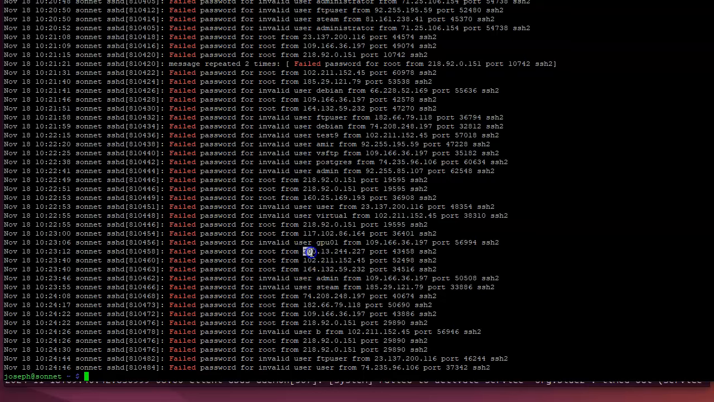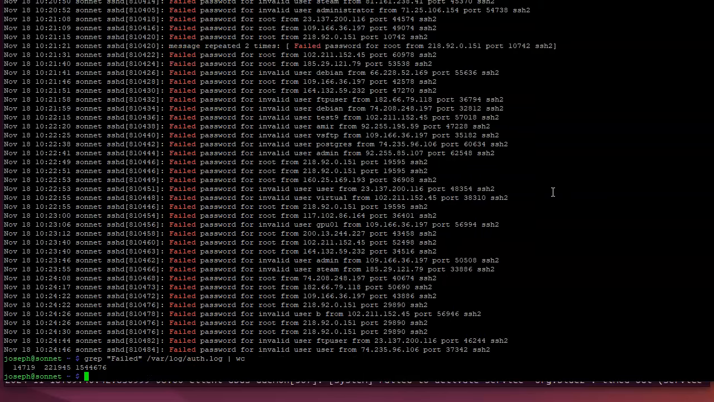And you'll see lots of IP addresses that are fairly common. So you can see this 218.92.0.151. It shows right here, it tried different passwords for root. And if I were to count these, just in this auth log, which is probably only a day or so, you can see that there are 14,000 lines right here.